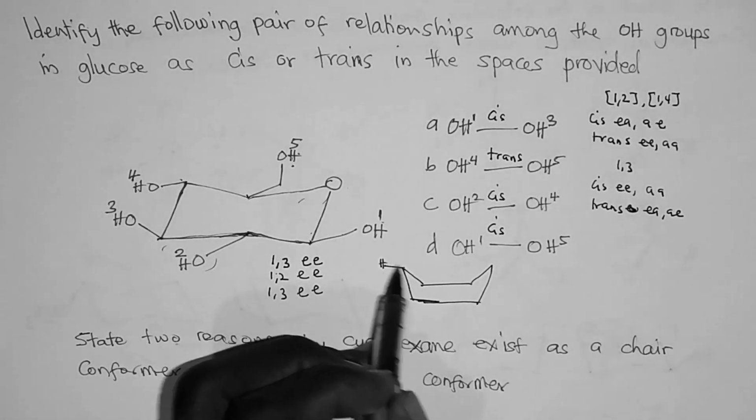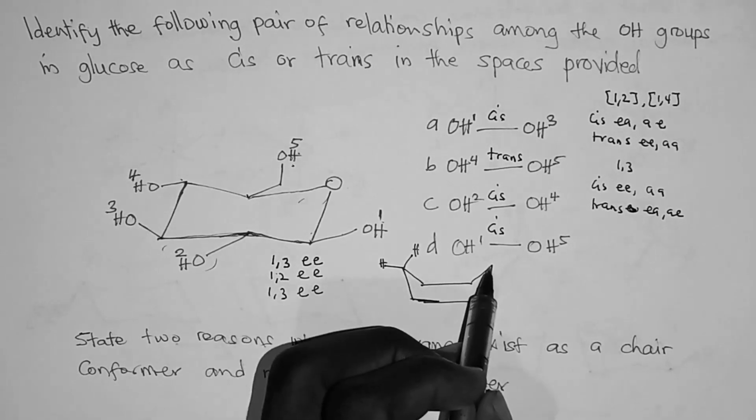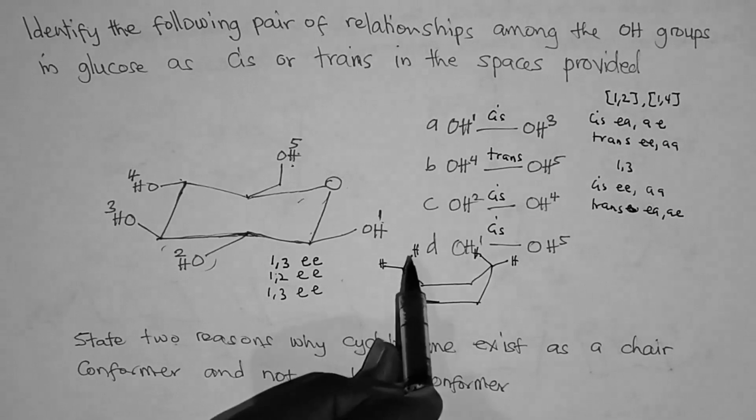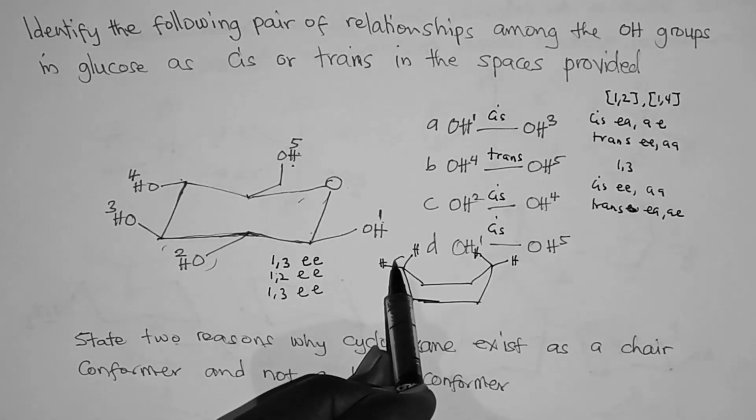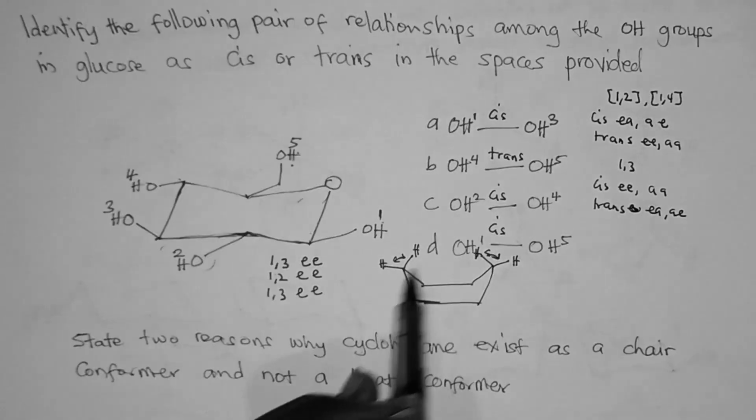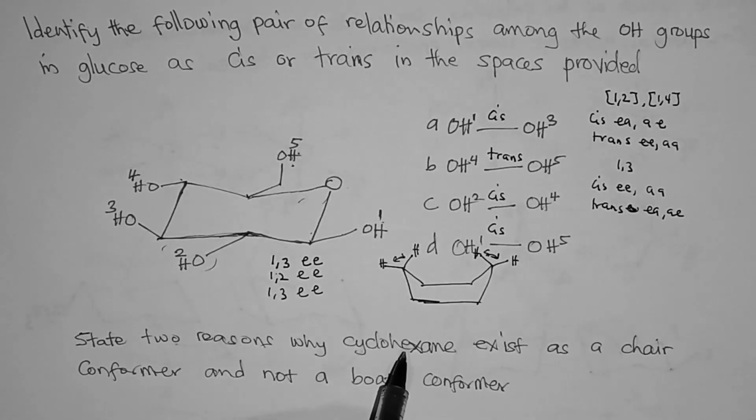And then there's a proton here, and then there's another one here. And there's another one here, and there's another one here. You see that there is a steric interaction between these 2 protons and also these 2 protons. So it makes the whole ring unstable. And that's how come it would exist more as a chair conformer than a boat conformer.